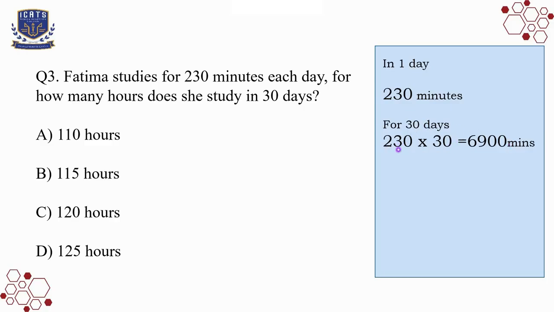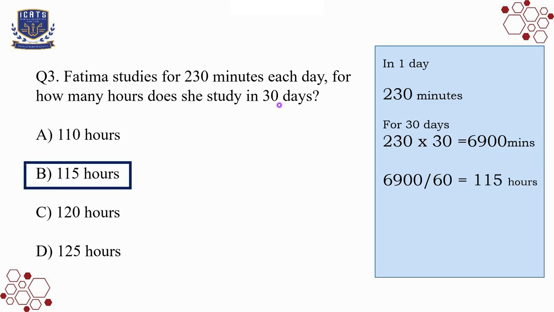Then we will multiply 23 by 3. So 3 threes are 9 and 3 twos are 6. So total time is 6,900 in minutes. But we have to find out the hours because it was mentioned in the question that for how many hours does she study in 30 days. To do that, we will divide 6,900 by 60. So she has studied for 115 hours.